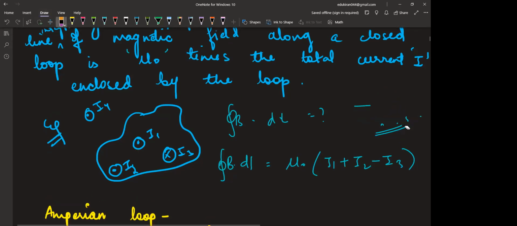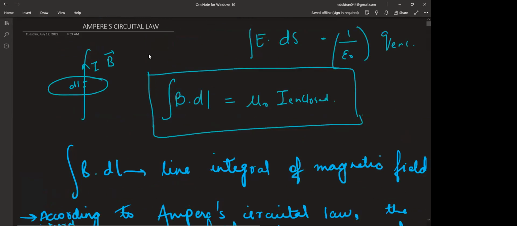So this is important. And there are certain conditions when you choose the Amperean loop. Write it down, then I'll discuss the Amperean loop's conditions. Properties of Amperean loop: the way we had a Gaussian surface, here the Amperean loop will be there.